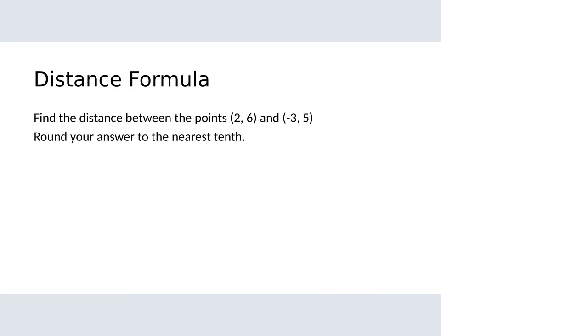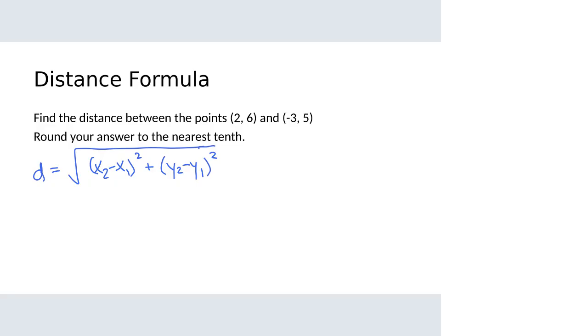Very recently, we talked about the distance formula and finding the distance between 2 points. And that formula looks like this. The distance between 2 points is the square root of x2 minus x1 squared plus y2 minus y1 squared. It's an offshoot of the Pythagorean theorem.